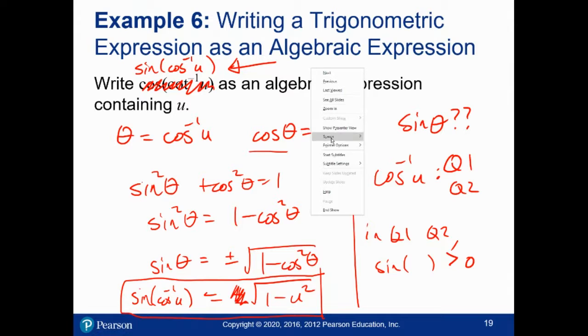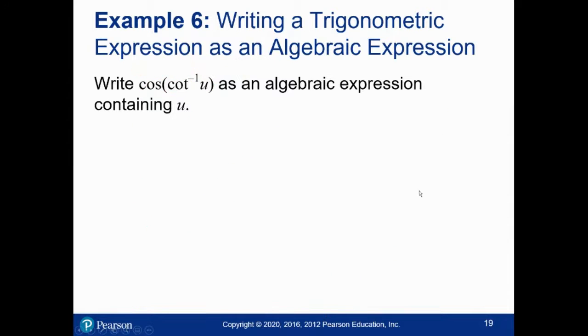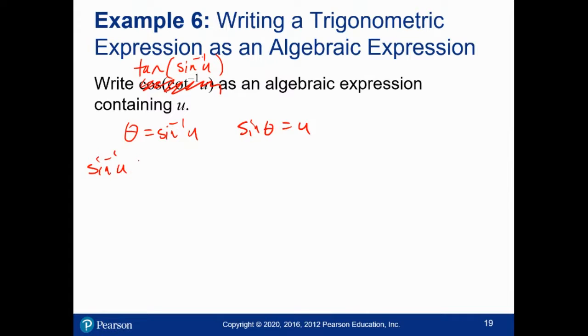Okay, so we'll do one more. How about the tangent of the arc sine of u? So let theta be arc sine u. Okay? That means the sine of theta is u. At this point, since I know I'm going to be doing some quadrant stuff, we may as well ask, arc sine lives in quadrant 1 or quadrant 4.